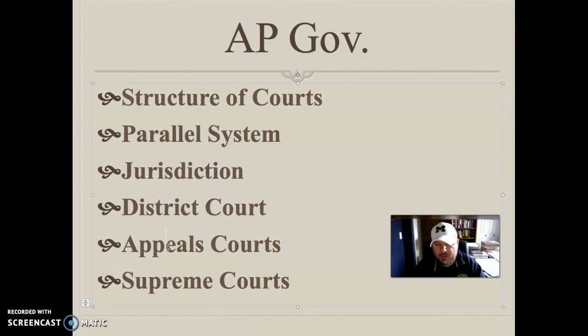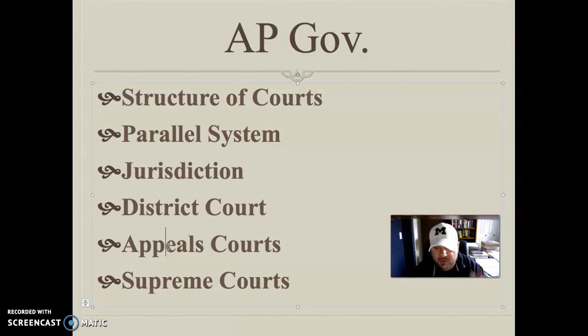It's a little different makeup. A district court is what you think of when you think of a court: it plays out with a judge and witnesses. An appeals court is a panel of judges, kind of like the Supreme Court, where you make your appeal, and then they decide what to do with it.